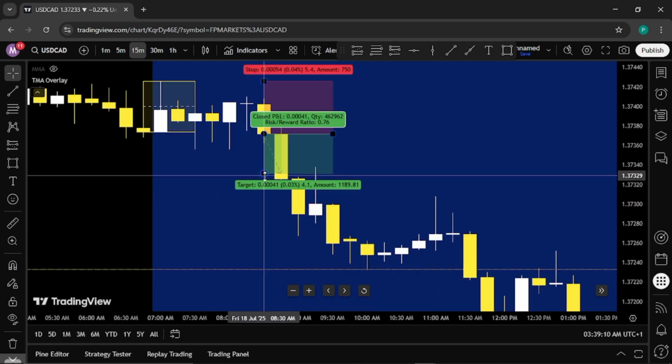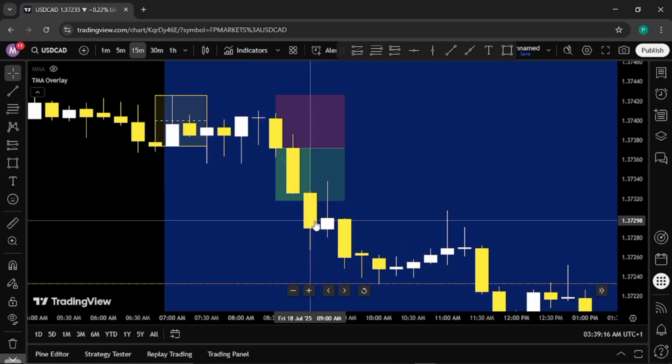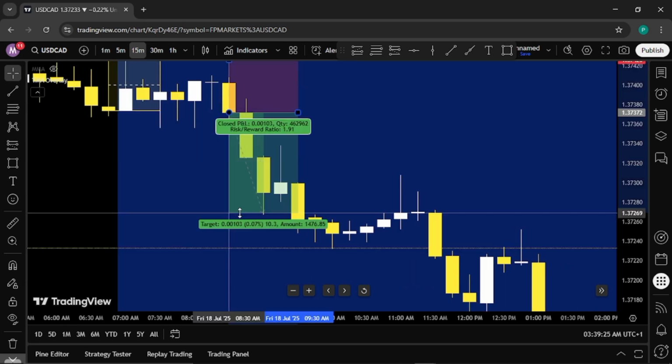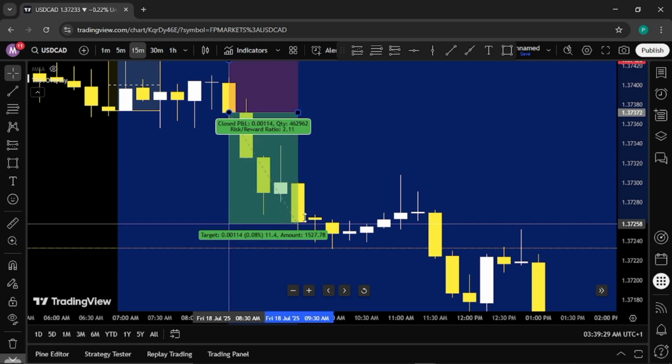Okay, so if you're aiming for a 1:1, of course you have your nice 1:1 risk to reward ratio. In less than 30 minutes your trade hits take profit. This is on Friday, right? You can check it, USD CAD. So if you're aiming for a 1:2, of course your trade still hits a 1:2 basically in less than an hour.